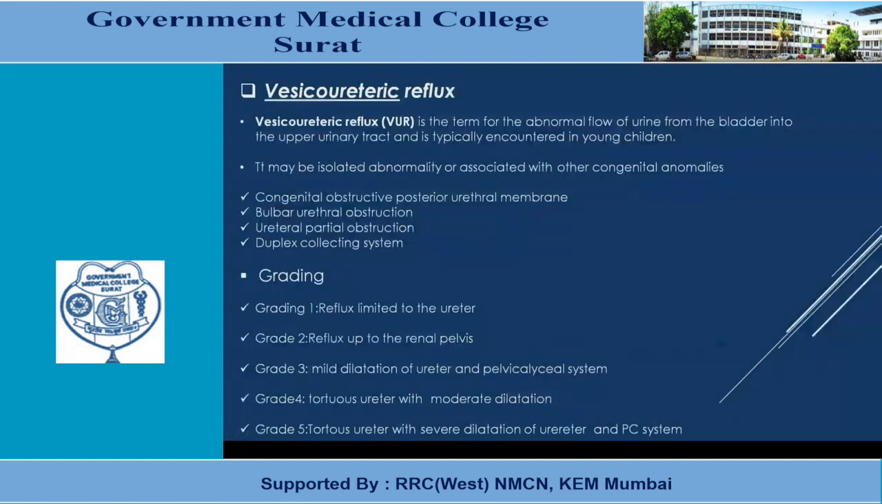Now vesico-ureteric reflux. Vesico-ureteric reflux is a term for abnormal flow of urine from the bladder to the upper urinary tract, and it is typically encountered in young children. It may be associated with other abnormalities like congenital obstructive posterior urethral membrane, bulbar urethral obstruction, partial urethral obstruction, and duplex collecting system.